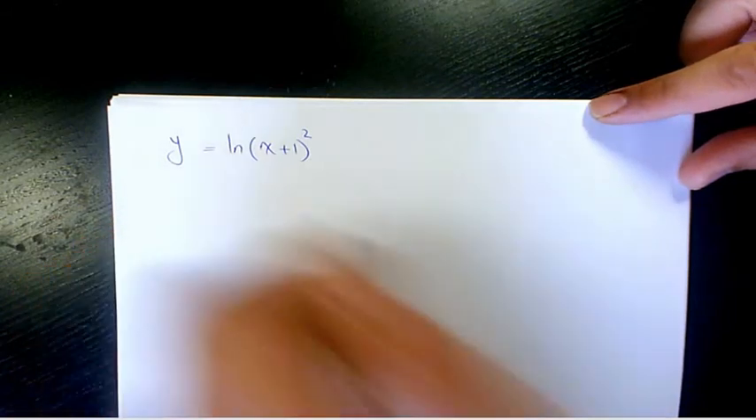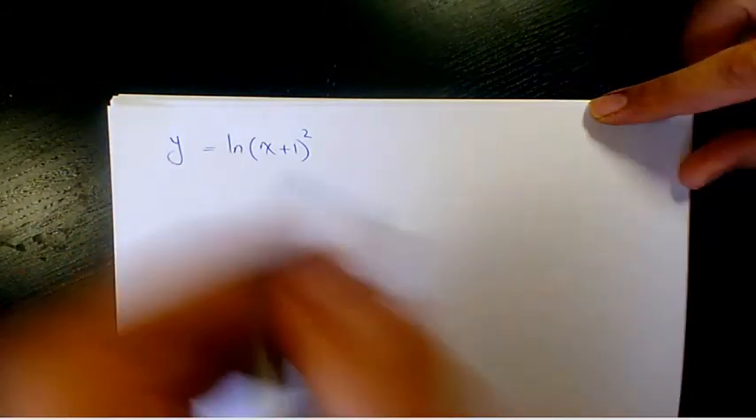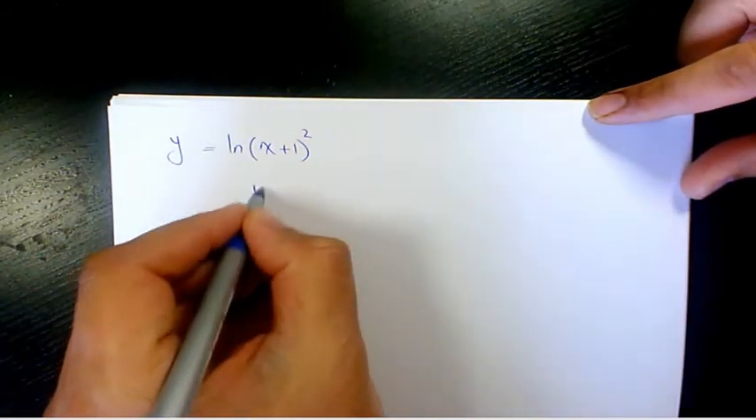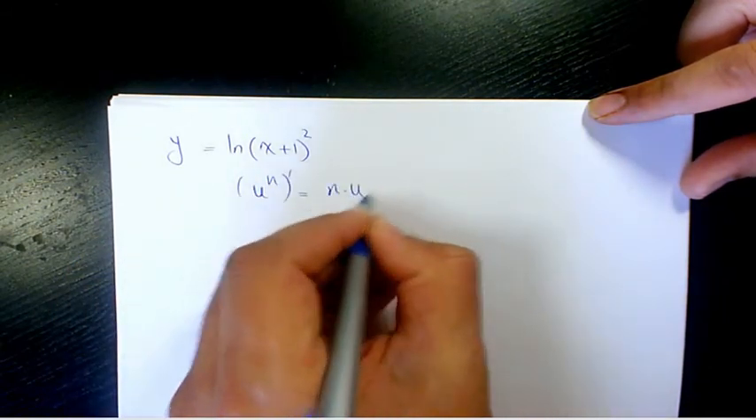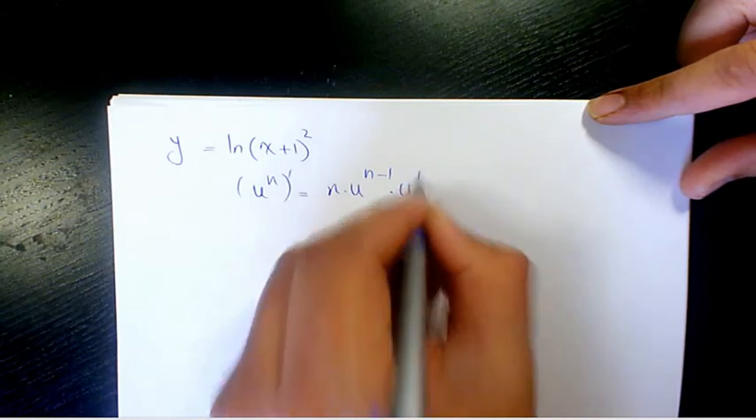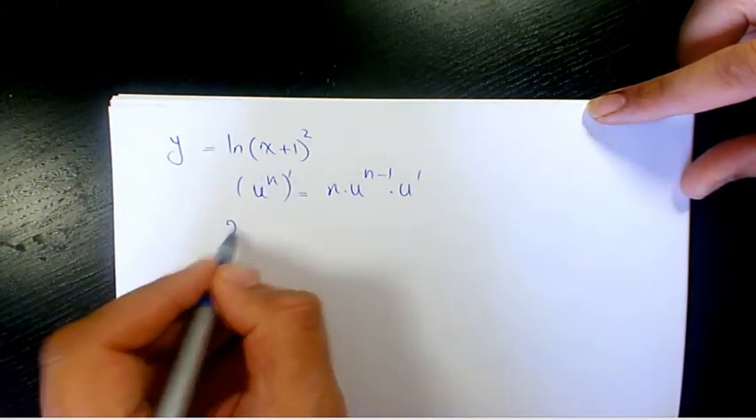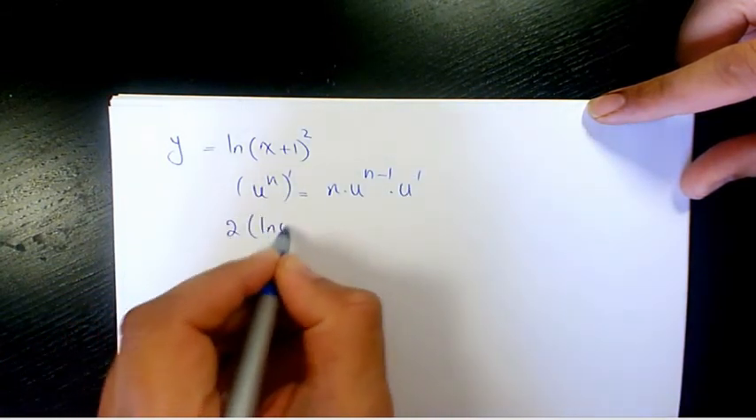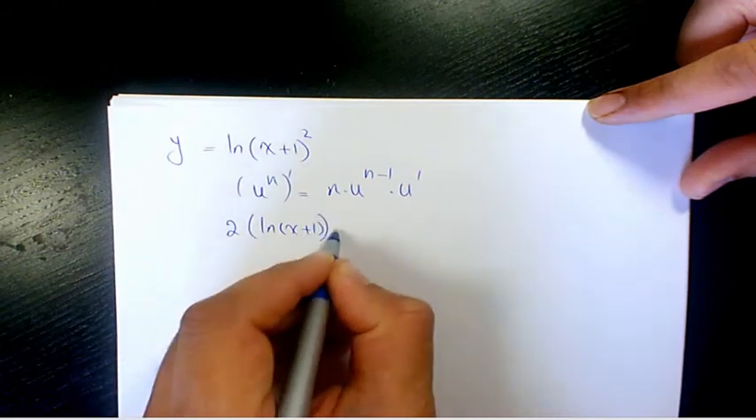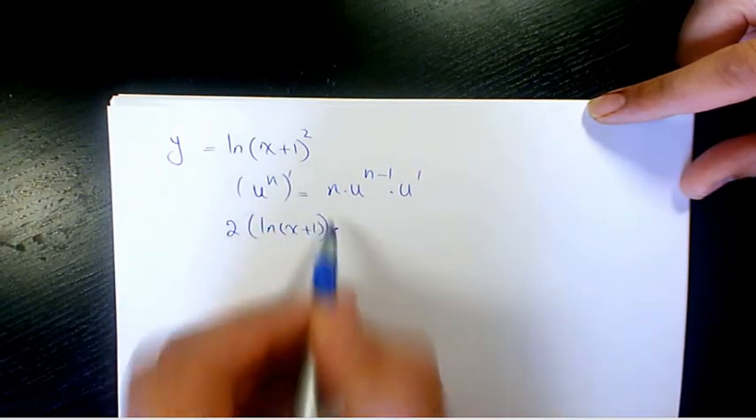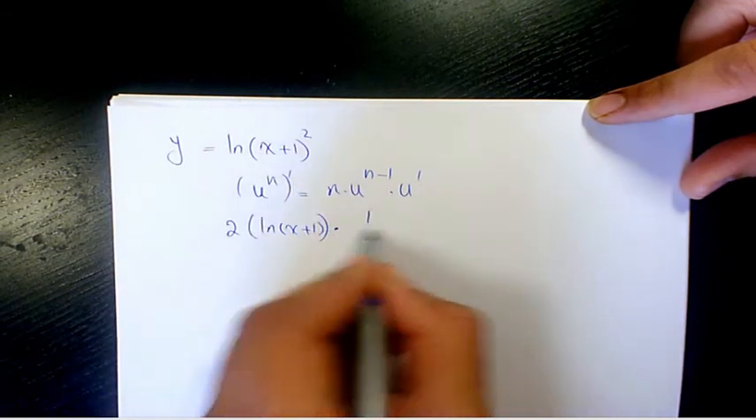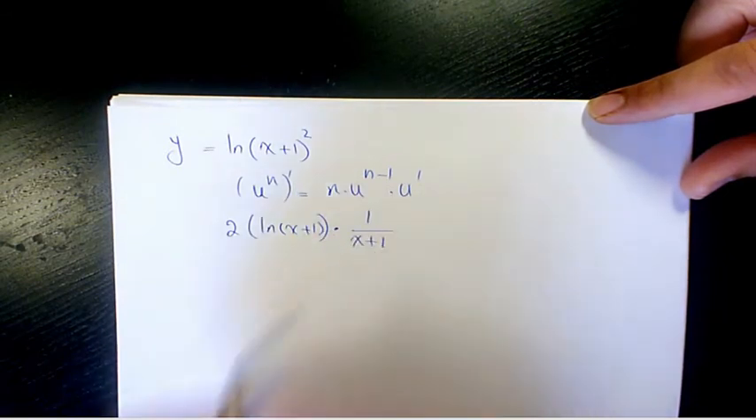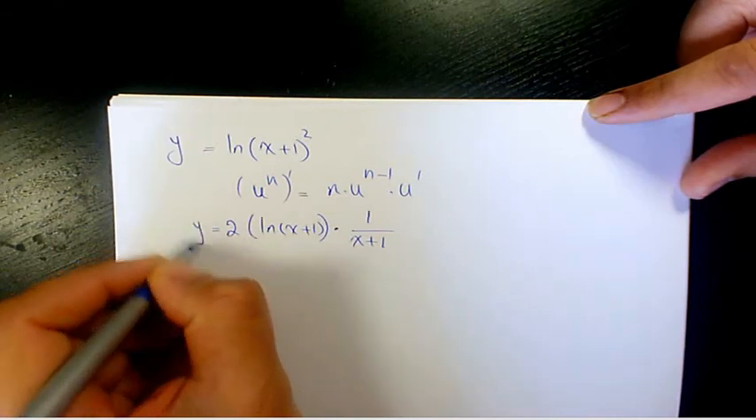Next example is y equals ln x plus 1, to the power of 2. Again, here we are dealing with chain rule. U to the power of n. Derivative will be n times u to the power of n minus 1 times u prime. We have exactly the same thing. 2 times ln x plus 1 to the power of 1, which we don't write, times the derivative of ln x plus 1. So it's going to be 1 over x plus 1. That's y prime.